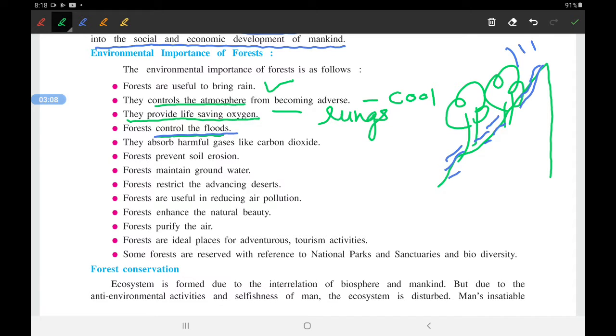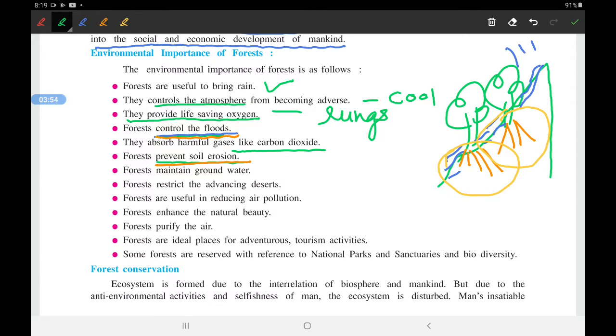Next, they absorb harmful gases like carbon dioxide. You know this. They take in carbon dioxide and give out oxygen. Next, they prevent soil erosion. As their roots are deeply grounded, they hold the soil nearby, and due to it the soil will not be washed off with the water. When there are no trees, the soil will be washed off. So here the trees do two things: controlling floods and preventing soil erosion. So they are very important for the preservation of soil.